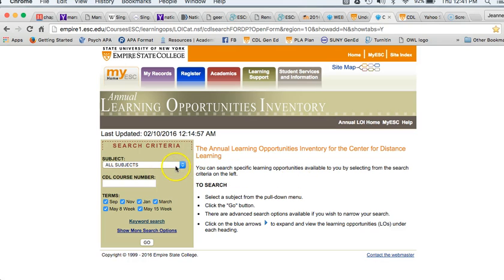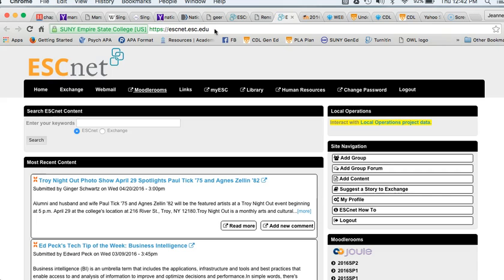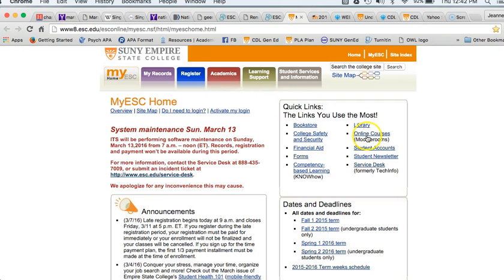So right here, I can search things by subject and also by term. The term part is important. However, this isn't always entirely accurate. So you really do need to look on the My ESC site and find out what is open where. It'll tell you online courses. Let's see.